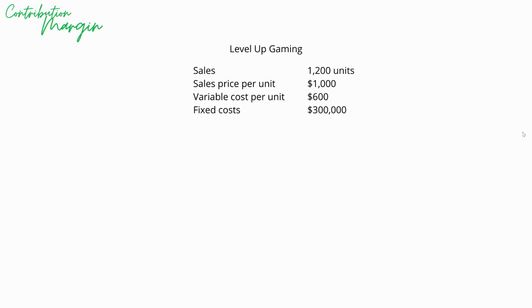Let's look at some information for Level Up Gaming. Their sales for the month is 1,200 units. The sales price per unit is $1,000. Their variable cost per unit is $600, and their fixed costs are $300,000.